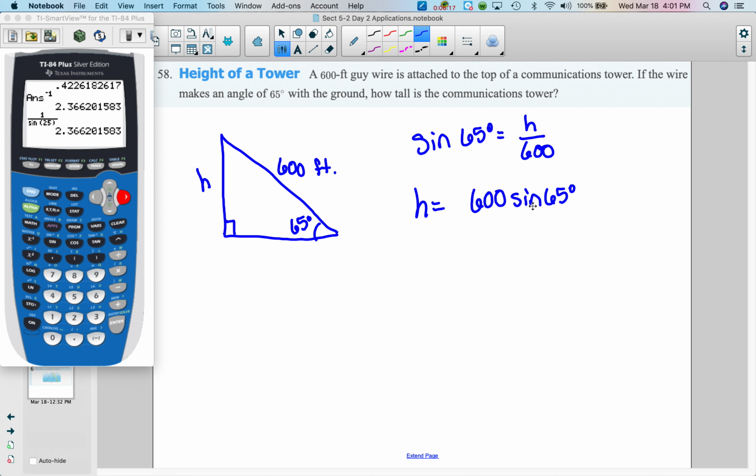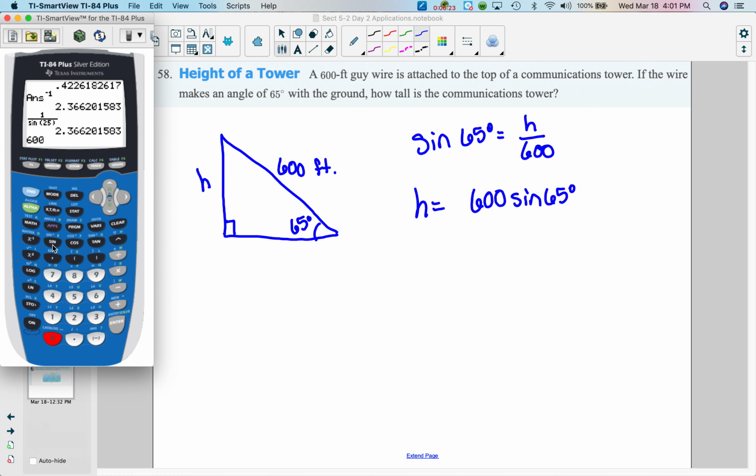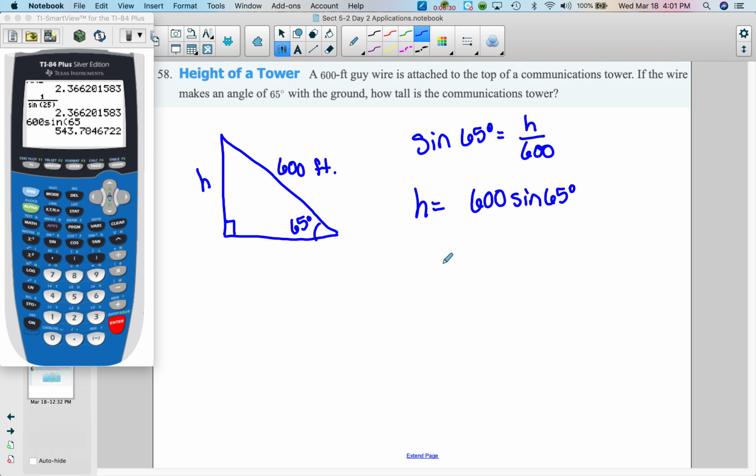These are not 30, 60, 90 triangles or anything, or 45, 45, 90. So we're going to have to use our calculator to evaluate those. I hope you memorize those special values. It's important. And we get H is approximately 543.8 feet. So that's how tall the tower is.